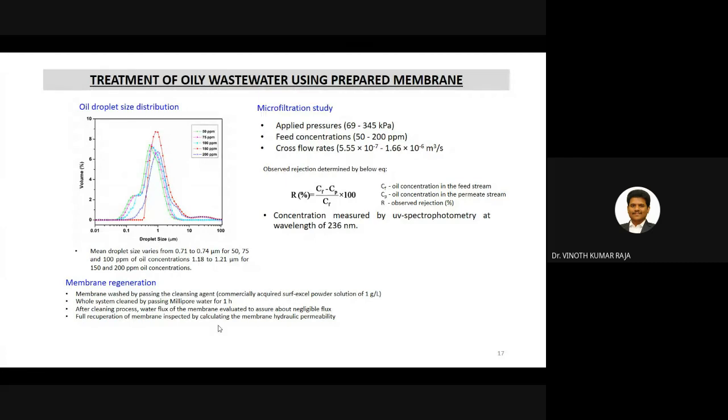So the full recuperation of the membrane was inspected by calculating the membrane hydraulic permeability. Once the experiment at a particular condition was conducted, we again regenerated the membrane. The complete system was washed, and again the membrane permeability was measured, which was within plus or minus 2%. Then we go for the next experimental condition.